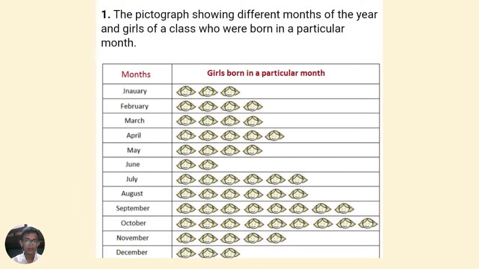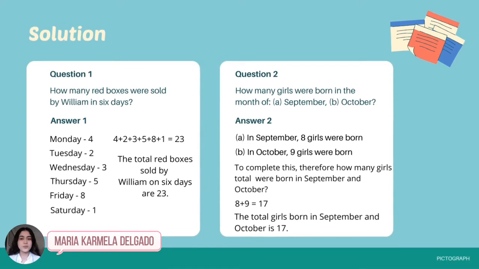And this is the second problem. It shows the different months of the year and the girls of a class who were born in a particular month. So these are the months: January, February, March, April, May, June, July, August, September, October, November, December. In January, 3 girls were born, and in February, 4 girls were born. March is 4, April is 5, and May is 4. June is 2, July is 6, August is also 6, September is 8, October is 9, November is 5, and December is 3.